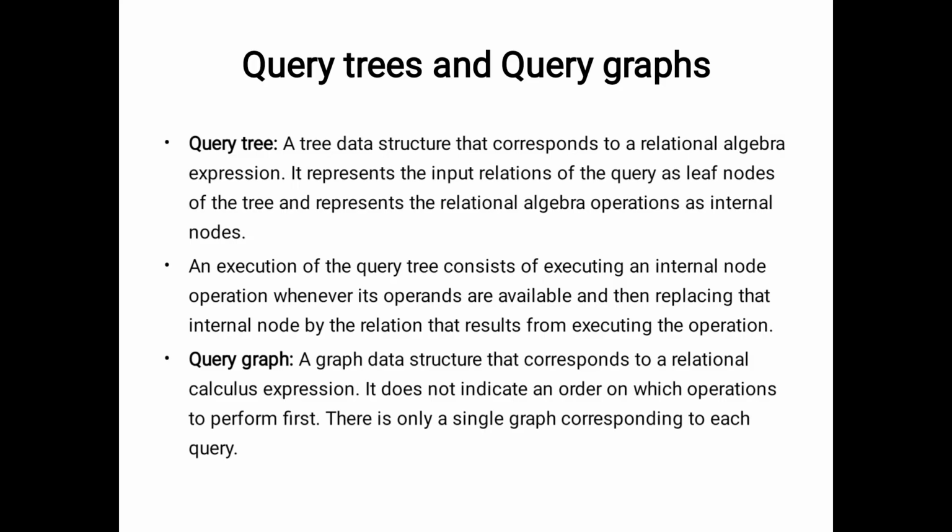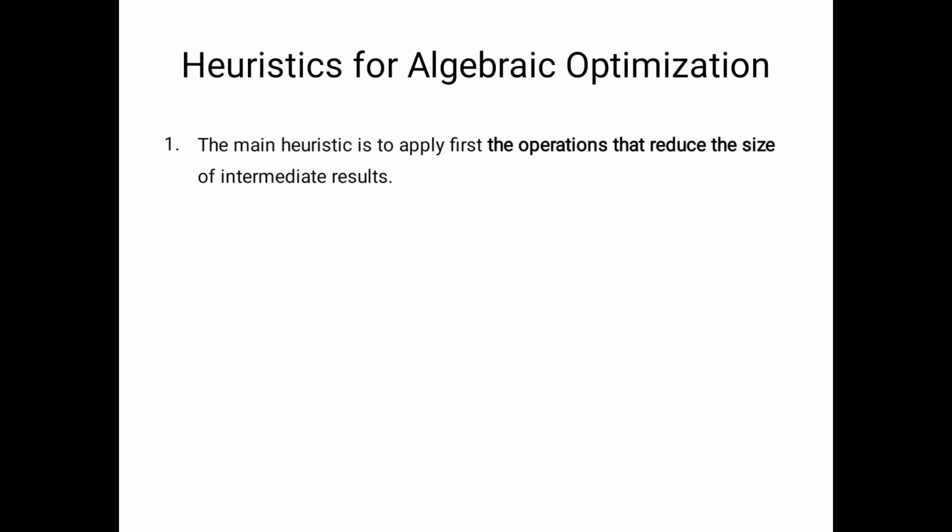Now the difference between trees and graphs is here. In graphs we will form the cycle. Okay, so the graph is also another type of data structure that corresponds to a relational calculus expression. It does not indicate an order in which operations to perform first. There is only a single graph corresponding to each query. Now we will see the example also, no problem.